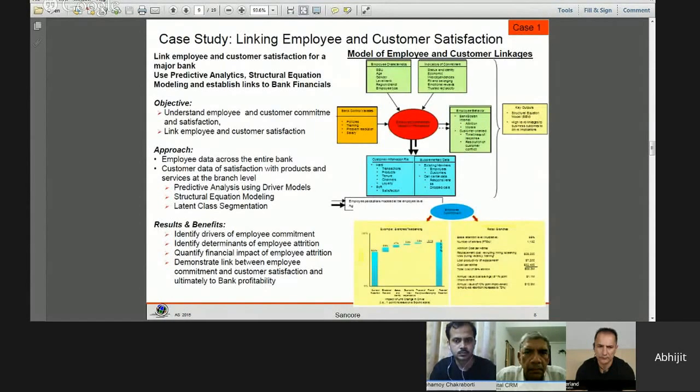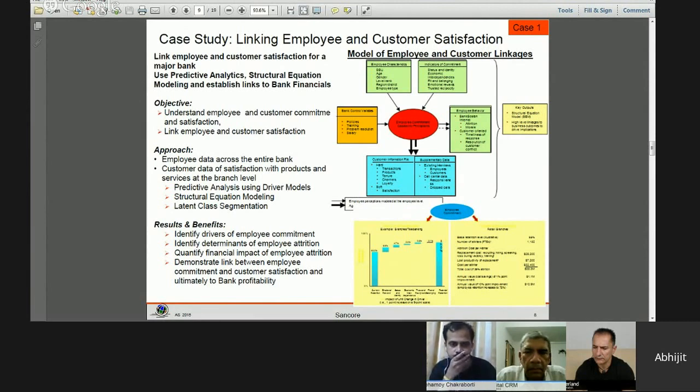Let's take one case. This case happened many, many years ago, so this is why I call it pre-big data, but it's also data. What we were trying to do here was to link employee and customer satisfaction. The mandate for this case came from HR, which was trying to make some major investments, and the chief sponsor was the CEO of this major bank based out of Boston. And they wanted to find out whether there was a link between employee and customer satisfaction.